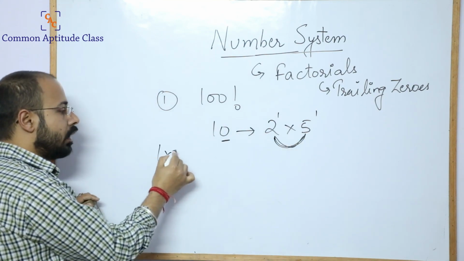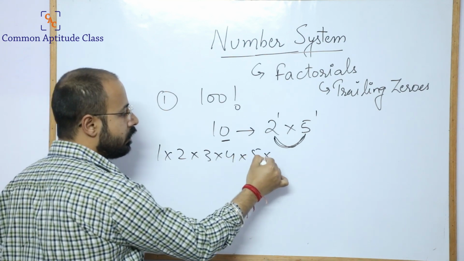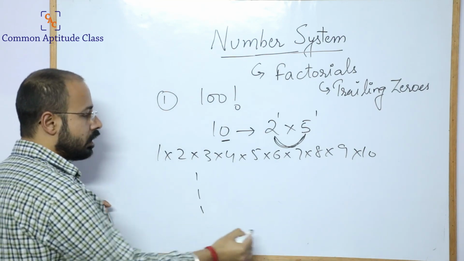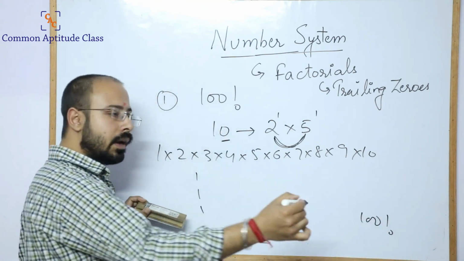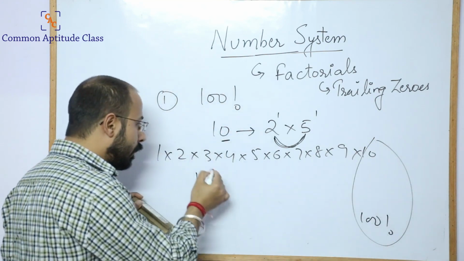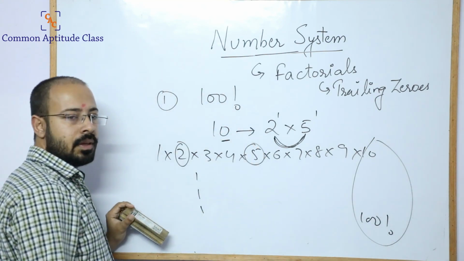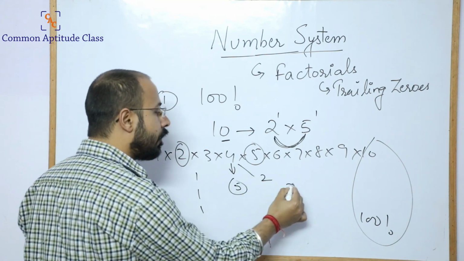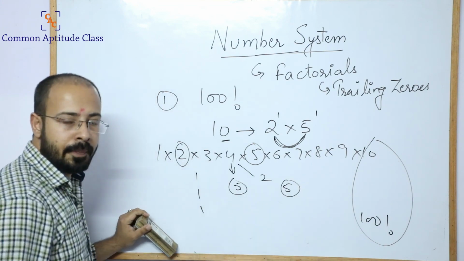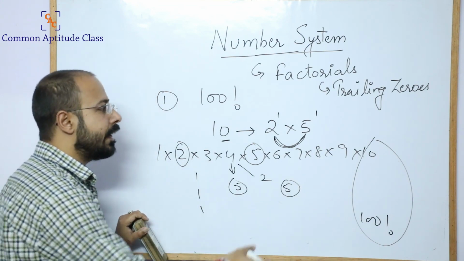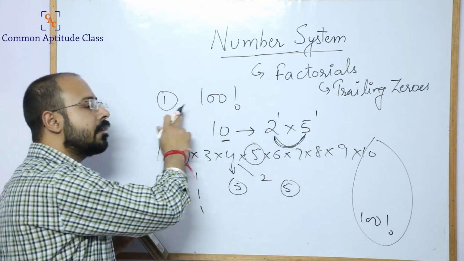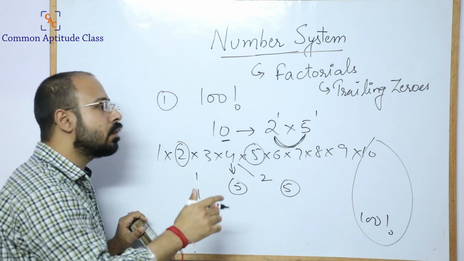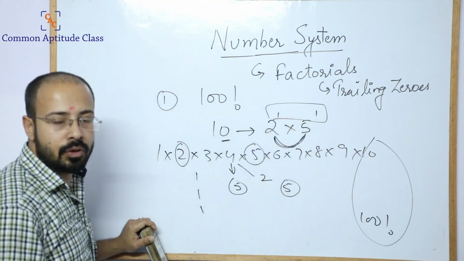Now, write 1, 2, 3, 4, 5, 6, 7, 8, 9 and 10. This is up to 10 factorial. The same way goes till 100 factorial. You have all counted this. What about this pair? And 2 from this and 5 from 15. 2 from this and 5 from 25. So basically I need to find the number of 2's in 100 factorial and the number of 5's in 100 factorial. Then I need to find the common power. This is what I have to do.